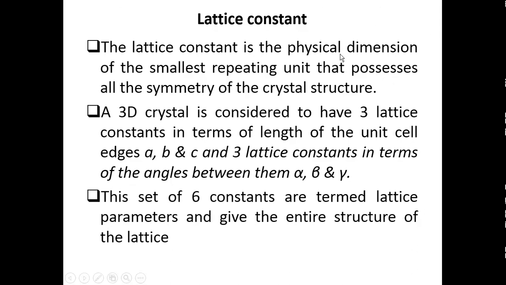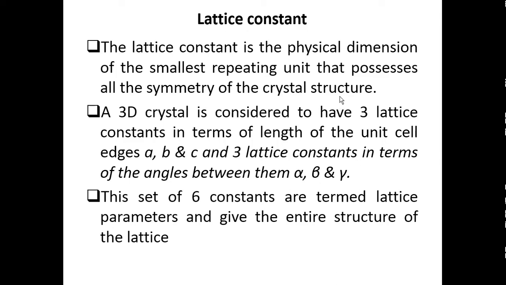Now, the lattice constant is the physical dimension of the smallest repeating unit that possesses all the symmetry of the crystal structure. I told you already about the lattice constant. The lattice means the crystal structure of the material through which the solid has been formed. So, that lattice constant is the physical dimension.